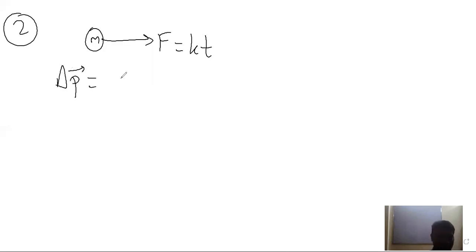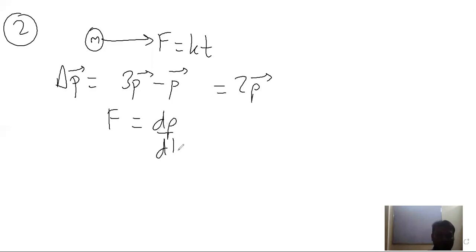Now let us go to question 2. We have a particle of mass m which is moving in a straight line with a momentum p. Starting at time 0, a force acts which is kt in the same direction. This force changes the momentum from 3p to p. So the change in momentum is 2p. We know force is dp by dt. We have to find the value of time in which this momentum changes.